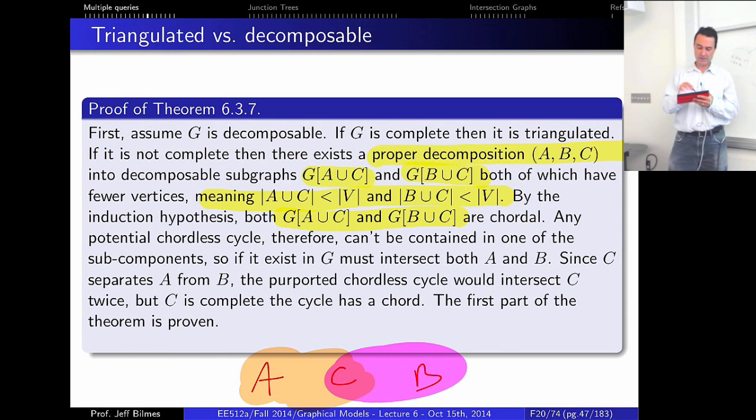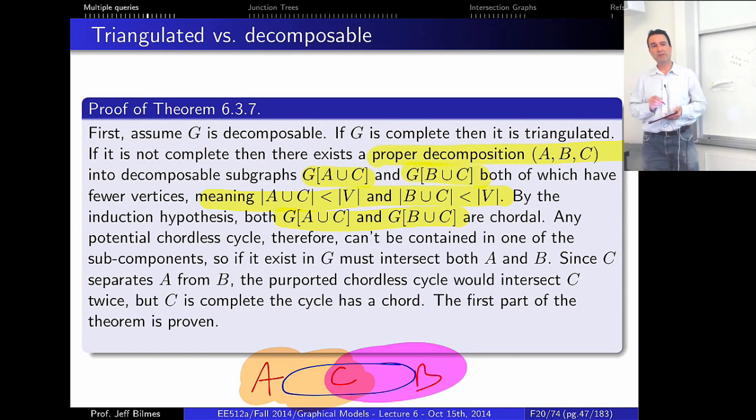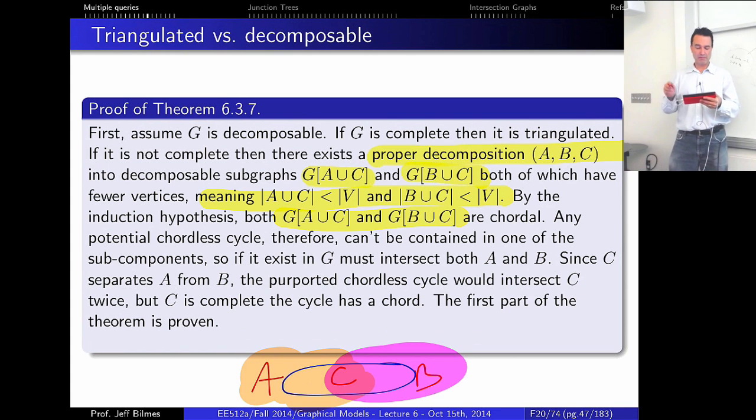So if there are any chordless cycles, it must be the case that the chordless cycle kind of looks like this. Right? It must be partly in A, partly in C, and partly in B. But on the other hand, because it's a decomposition, we know that C is complete, so that means that cycle must have a chord. So therefore, this patching together hasn't caused any chordless cycles. And that proves the first part of the theorem.